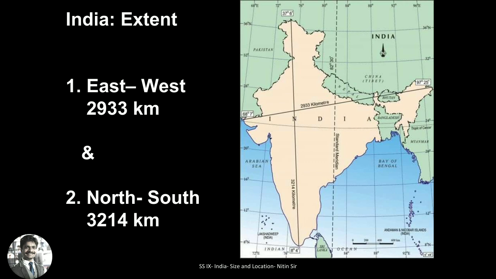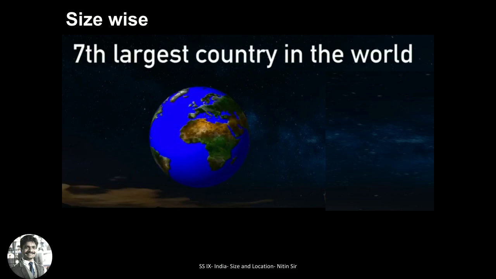In this map you can see from east to west, the extent of India is 2933 kilometers, and from north to south its total length is 3214 kilometers. So we can see here that the north to south length is more as compared to east to west. As we discussed already, size wise India is the 7th largest country in the world.